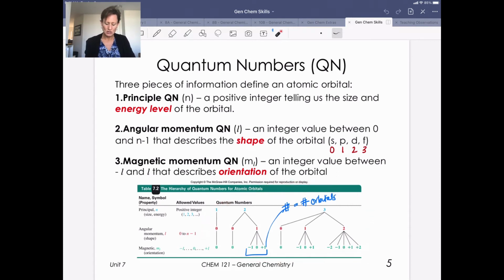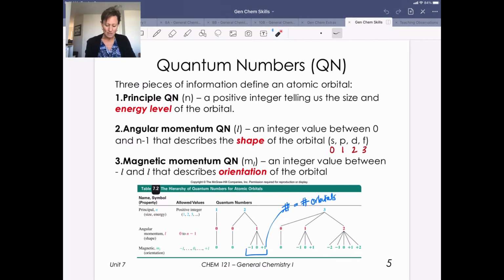So this is a table you can use as you're working through this coding system. If n is equal to 2, then L could be equal to 0 or 1. If L is equal to 0, the only possible option for M sub L is 0. But if L is equal to 1, then the possible options for M sub L are minus 1, 0, and plus 1.